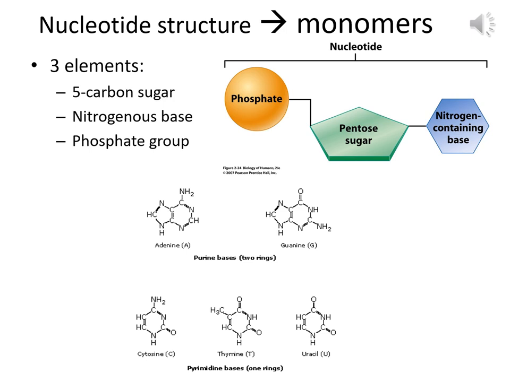Remember that there are two categories of nucleotides, the purines and the pyrimidines. If you study the figure at the bottom, you'll notice that purines are double rings and pyrimidines are single rings.